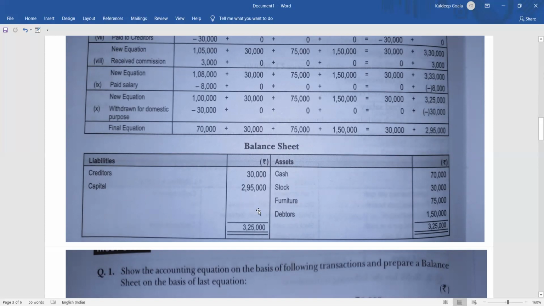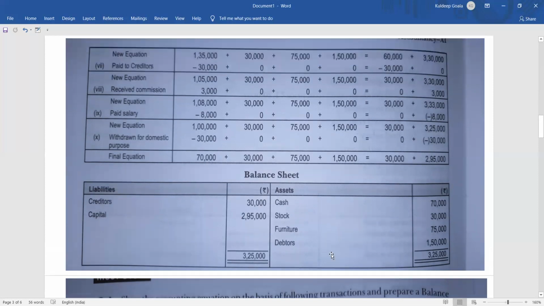Okay, 2,95,000 of capital. You can see the totaling. The total of both the sides are same. It is 3,25,000. Okay, 3,25,000.